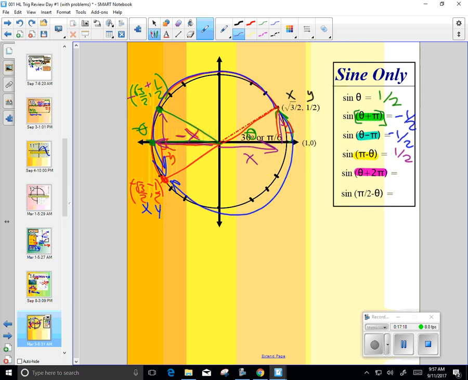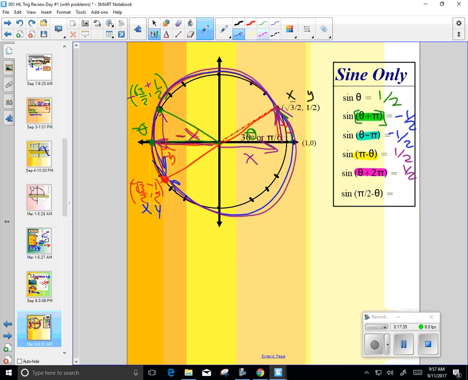All right. Here's an easy one. We start out at theta, and then we're going to add 2 pi to it. Well, what happens to that? It's the same point, so that's just going to be 1/2. So all these are either 1/2 or negative 1/2, and now we're ready for the final one.